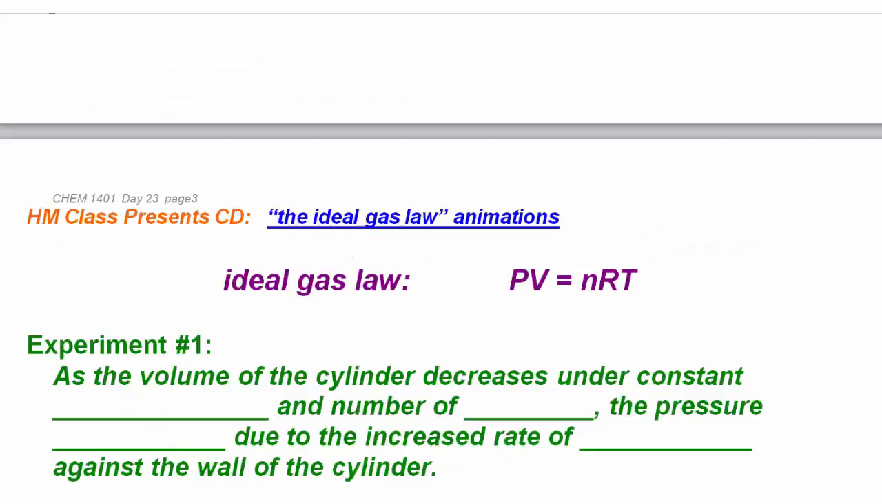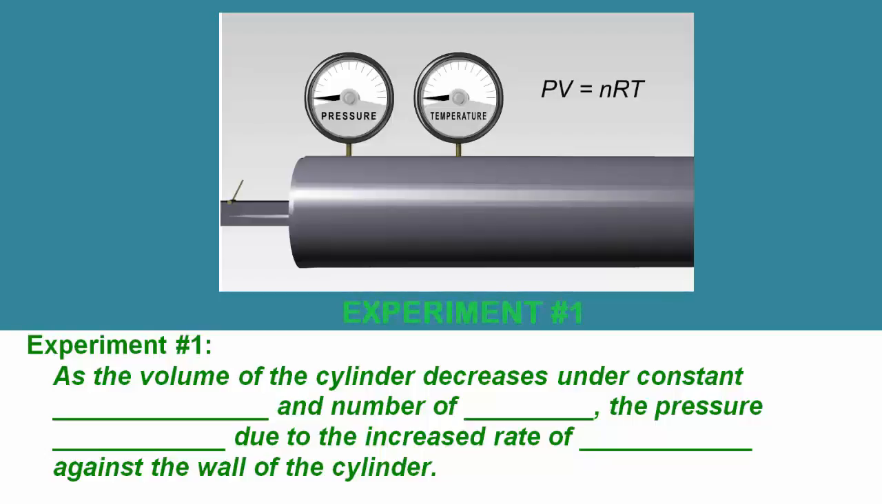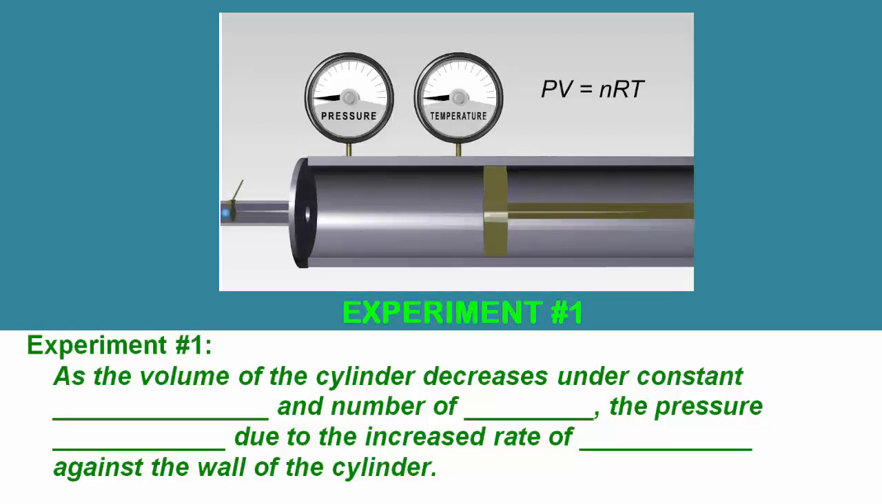So here are 3 animation experiments. See if you can fill in the blanks for each of these experiments. The ideal gas law relationship between pressure, temperature, volume, and number of atoms can be demonstrated using a piston. As the volume of the cylinder decreases under constant temperature and number of atoms, the pressure increases due to the increased rate of collisions against the wall of the cylinder.